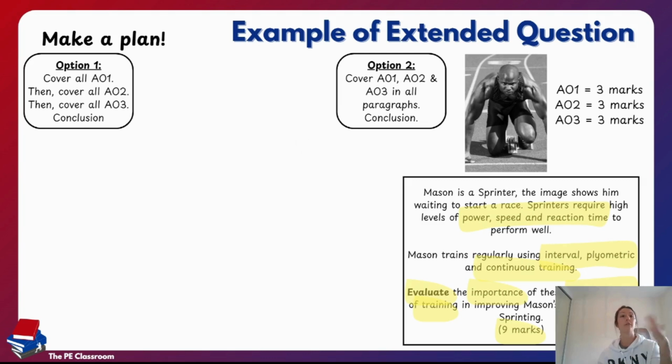Then you could cover 3 AO2 points and then 3 AO3 points, and then write your conclusion at the end. That's one option, which is essentially what I'm going to show you in a minute. The other option is to put 1 AO1 point followed by an AO2 point followed by an AO3 point, and that is 1 paragraph, and then you repeat the process for the other 2 paragraphs.